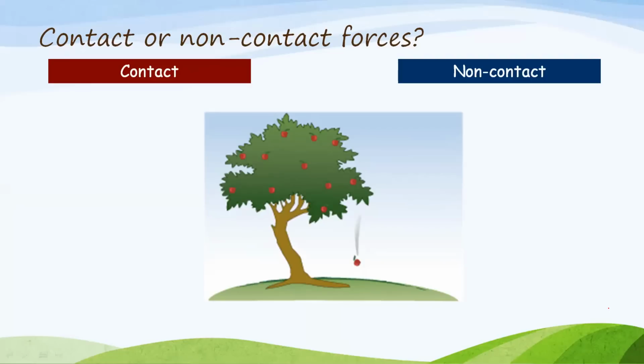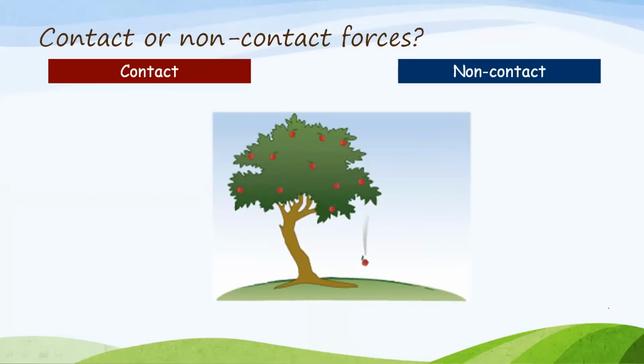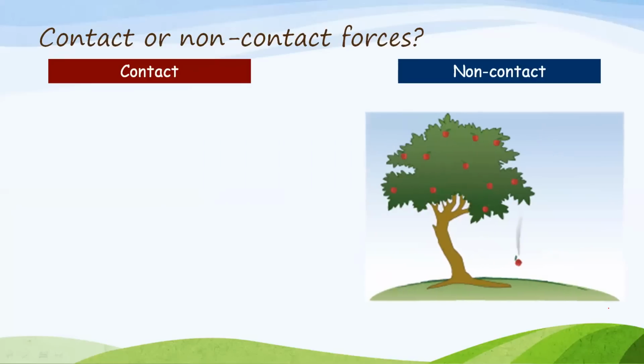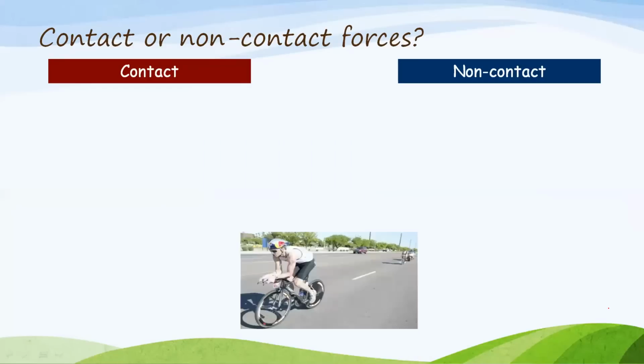See, when earth is attracting the apple, earth is not going and touching the apple, right? So this force is acting through space. There is no need for a direct contact, which means this will come under the category of non-contact force.